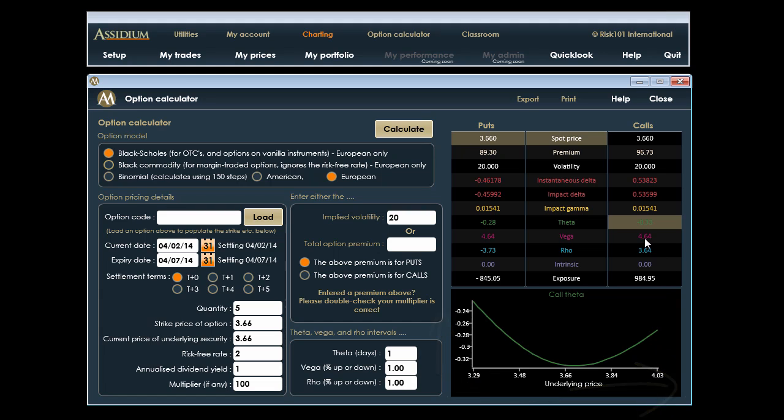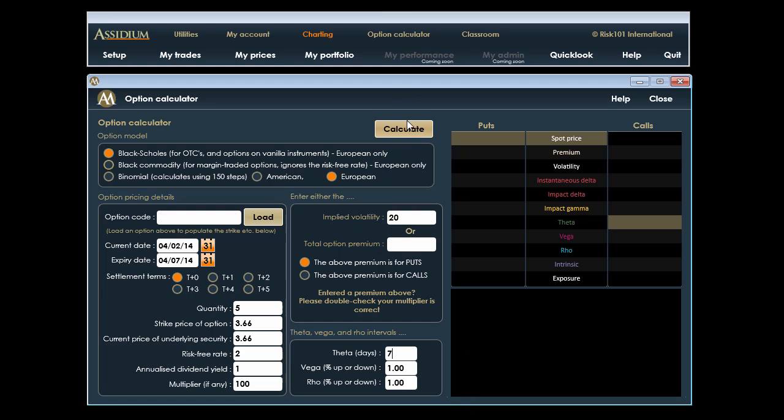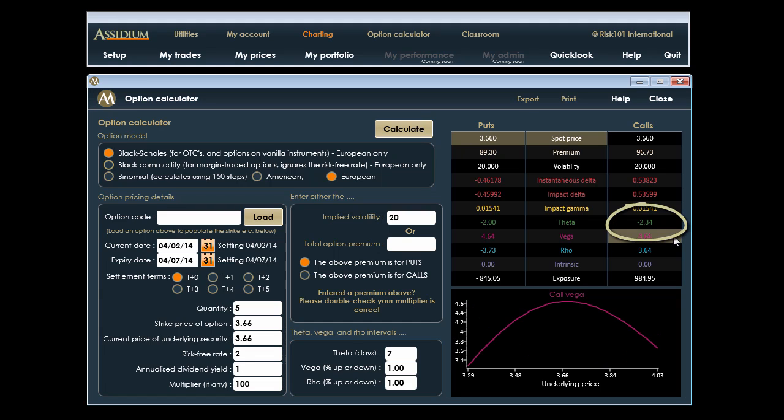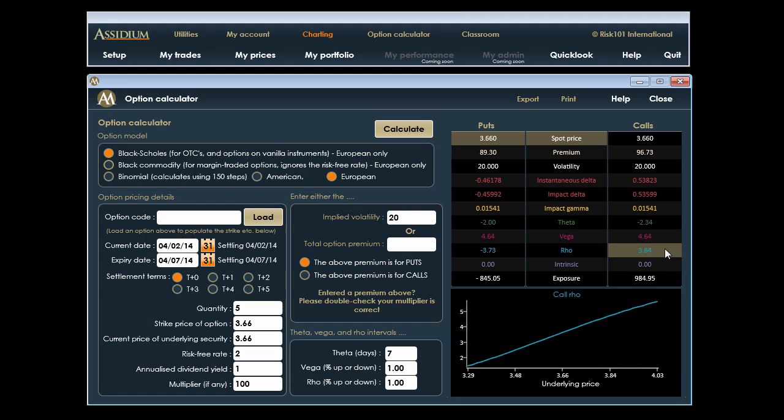You can view your weekly theta by changing the number of days here and recalculating. Currently, the weekly time decay cost of holding my 5 contracts is £2.34. Remember that these 5 contracts give me the right to buy 500 Tesco shares at £3.66 up until the 4th July this year. This calculator assumes a European option, which means that you cannot exercise it before the expiry date.